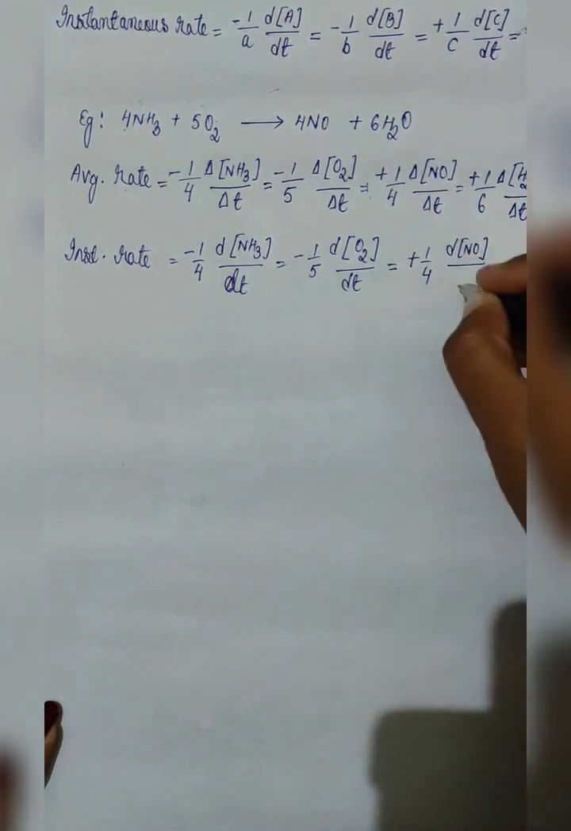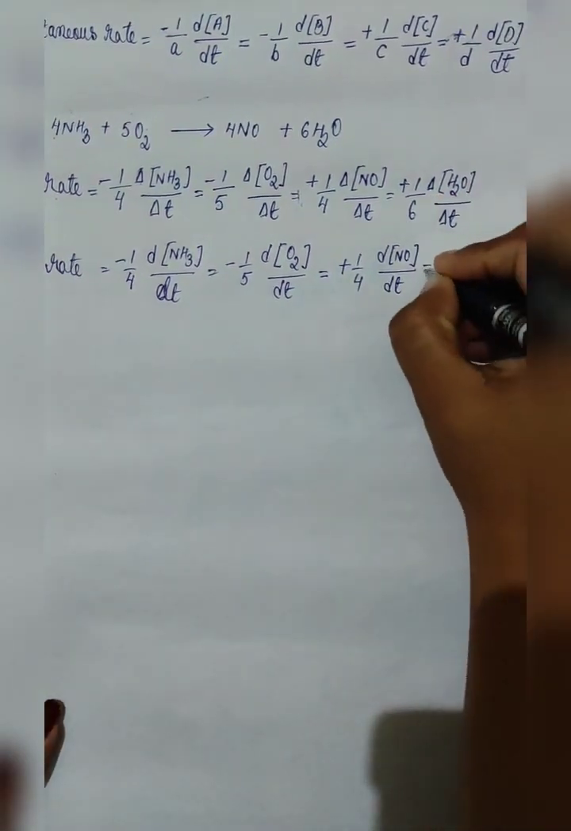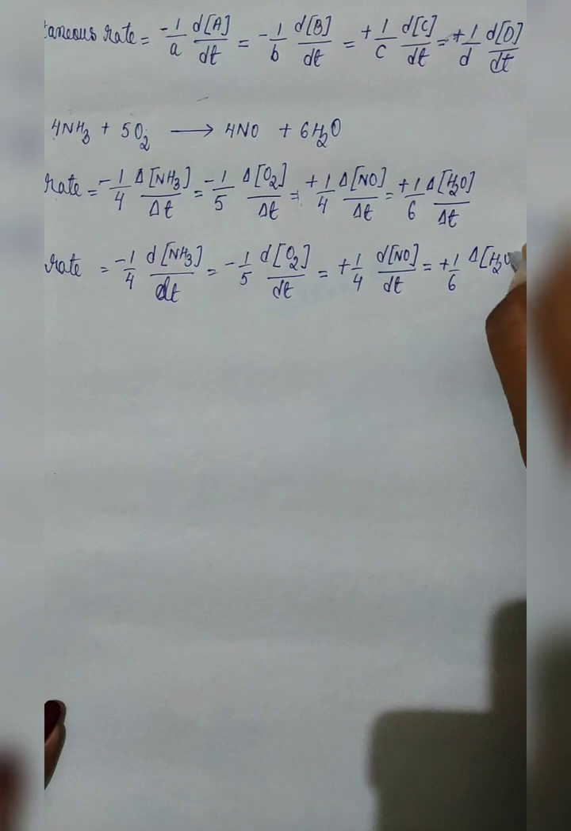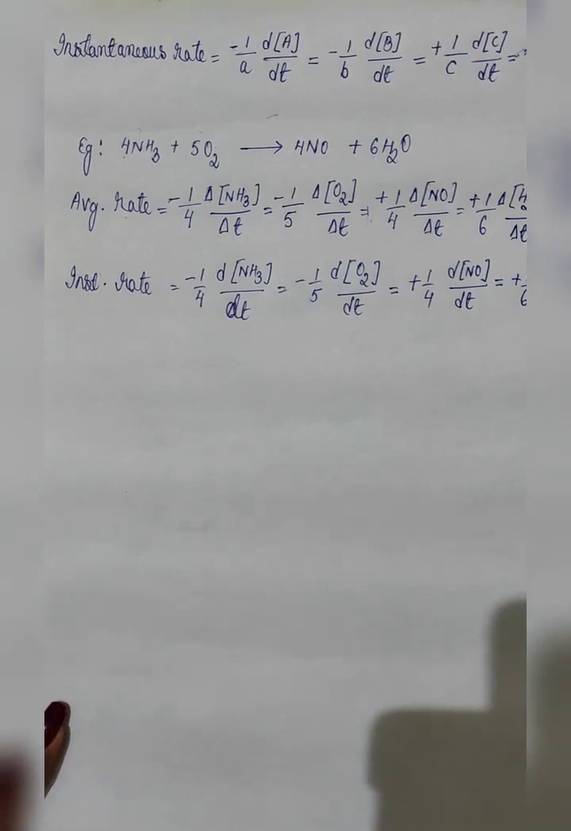First product concentration with respect to its time, then followed by the second product, concentration of the second product with respect to its time. This is how you will be writing your average rate and instantaneous rate.